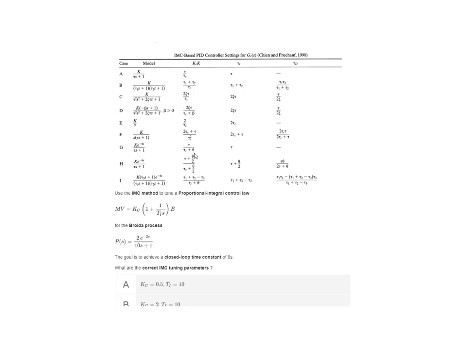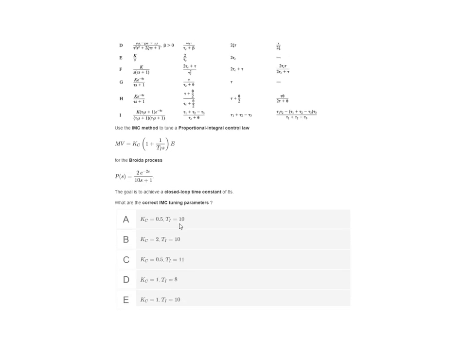So this one here will be 1, but you have of course to divide by the gain of the process to obtain the controller gain. So you'll have 1 divided by 2. So this means that you have a controller gain of 0.5. And we had said that the integral time constant is 10 seconds. So this is the correct answer.